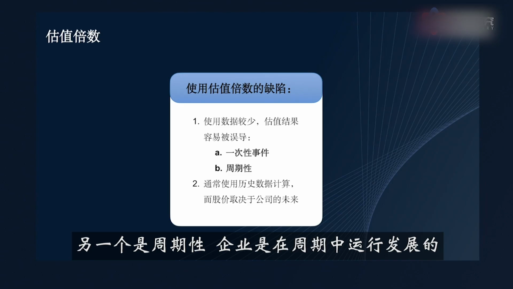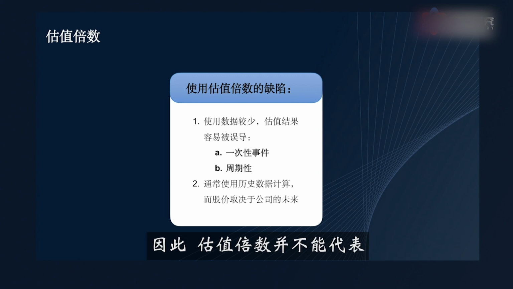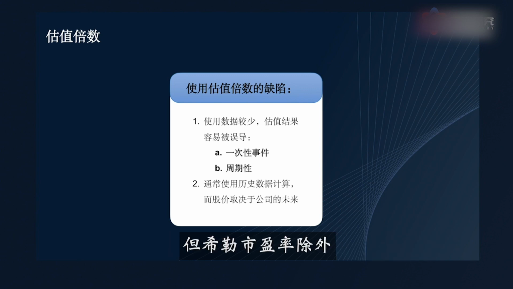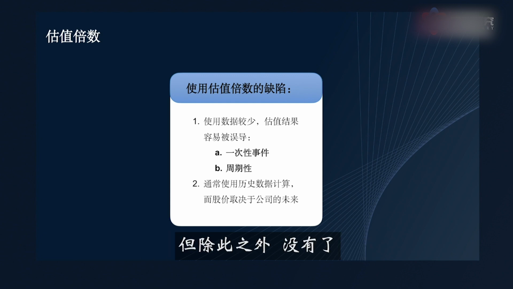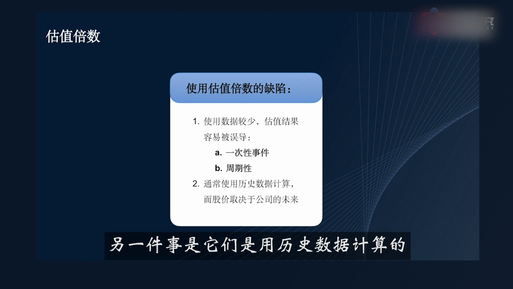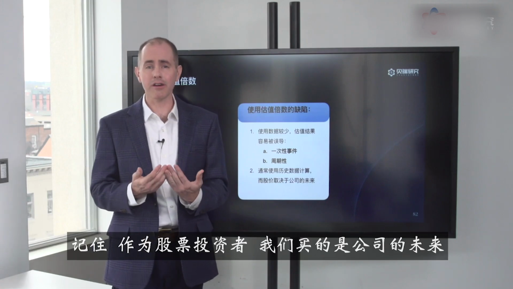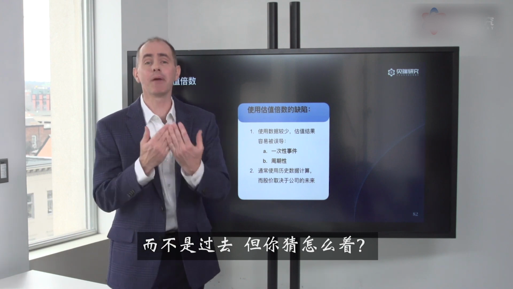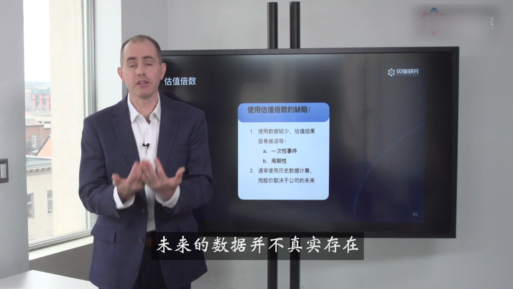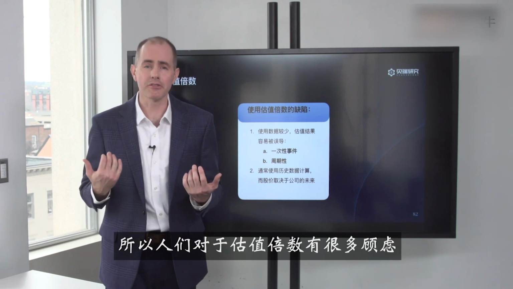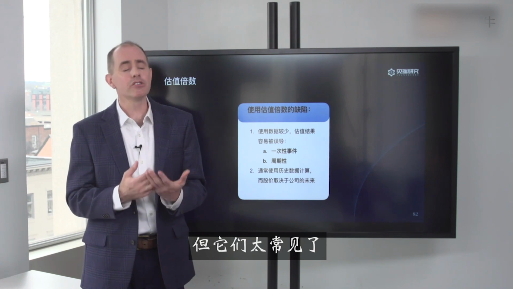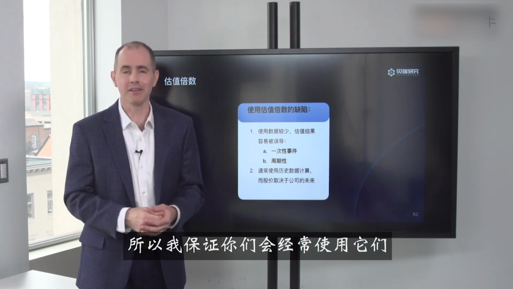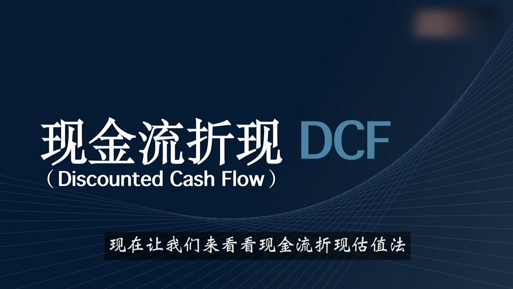Another thing is cycles. Businesses move in cycles, so multiples don't capture that cyclicality, with the exception of the Shiller PE, because it deliberately uses 10 years of data. Another thing is they're computed using historical data. And remember, as equity investors, we're buying the future of the company, not the past. But guess what? The future data doesn't really exist, so we just have to use historical data. So there are plenty of concerns about multiples, but they're just so common that I guarantee you're going to use them a lot anyway. Now let's get to discounted cash flow valuation.